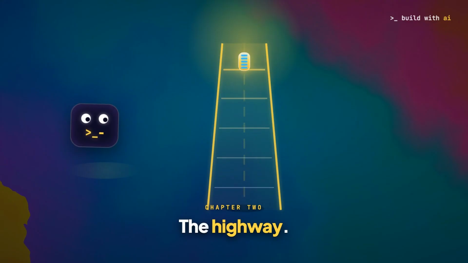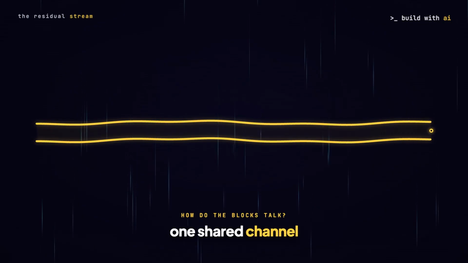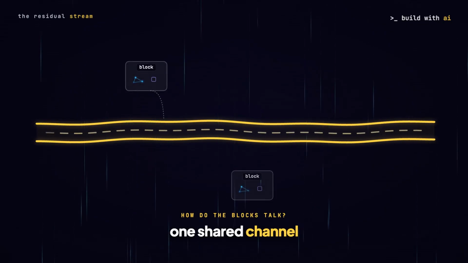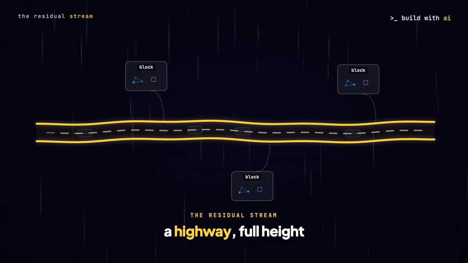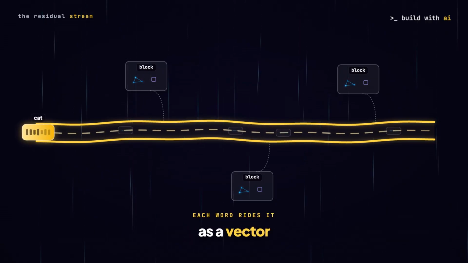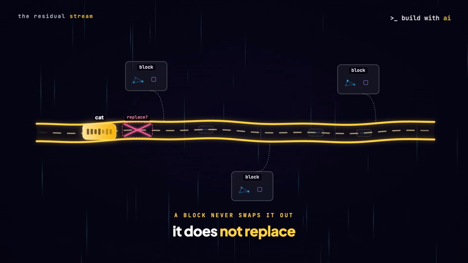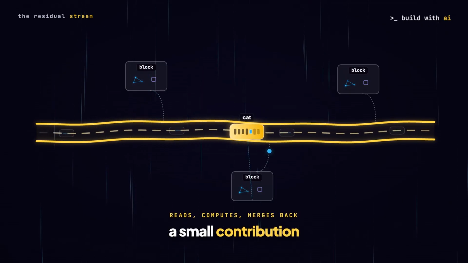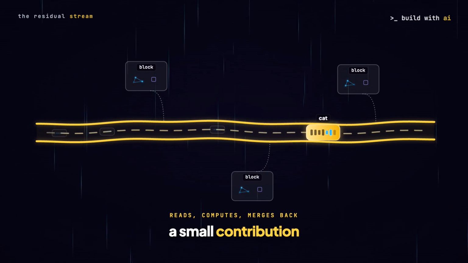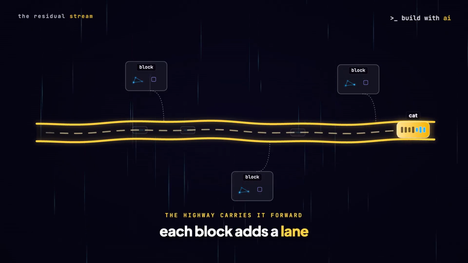Chapter 2. The highway. So how do 96 blocks actually talk to each other? Through one shared channel called the residual stream. Picture a highway running the full height of the model. Each word rides it as a vector. A block does not grab that vector and replace it. It reads the traffic, computes a small contribution, and merges that contribution back onto the road. The highway carries everything forward. Each block just adds its own lane of meaning.